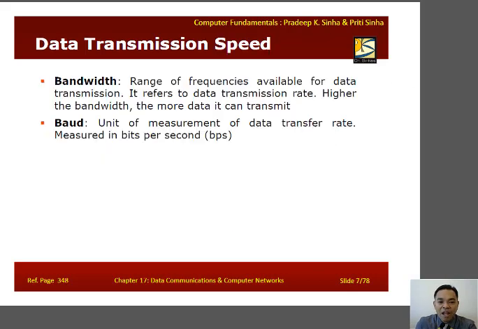We have a term, bandwidth, in data transmission. It defines the range of frequencies available for data transmission. It refers to data transmission rates. The higher the bandwidth, the more data it can transmit. Baud is defined as a unit of measurement of data transfer rate. It is measured in bits per second or BPS.